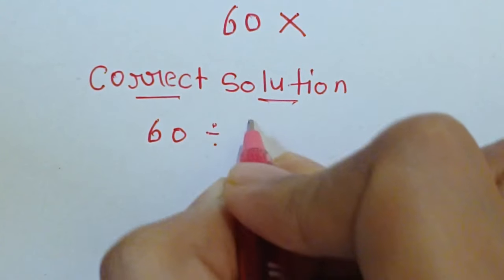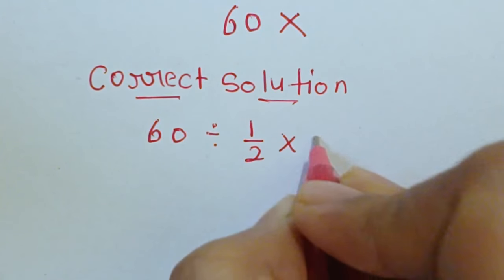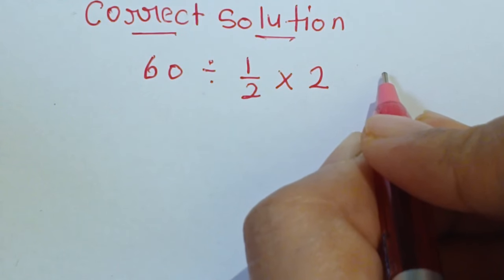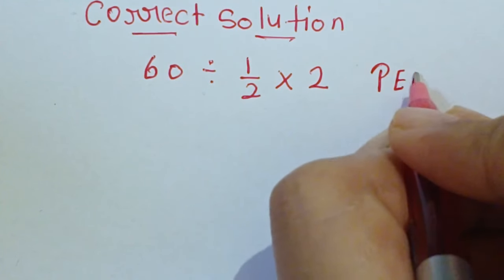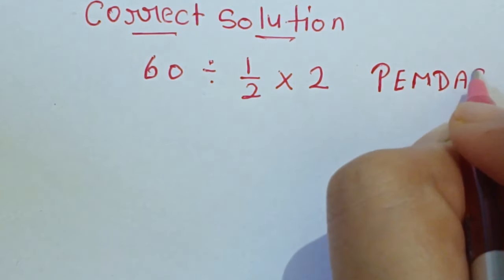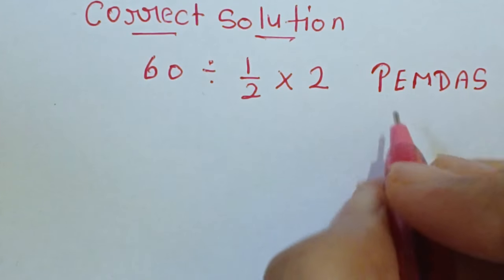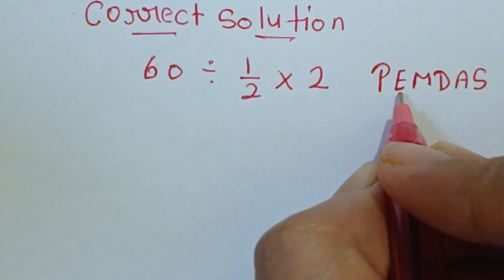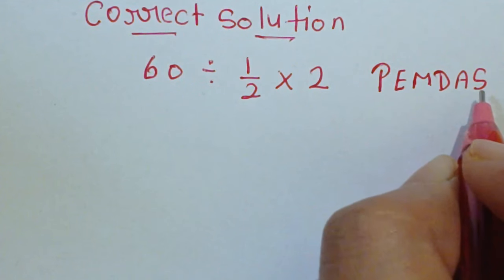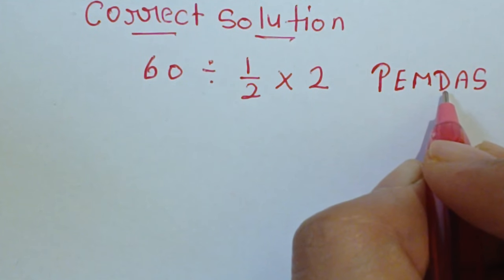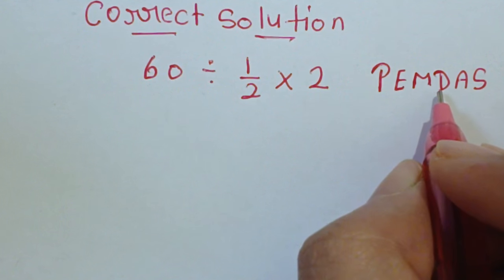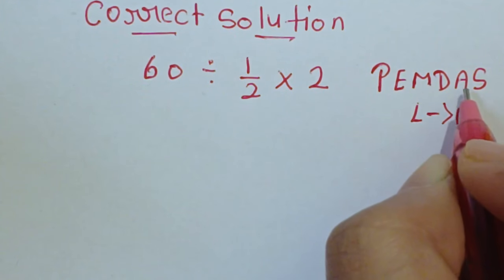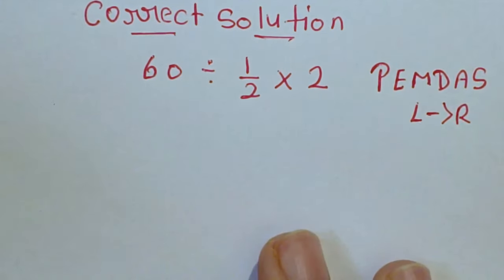60 divided by 1 by 2 times 2. So here you know the PEMDAS rule, order of operation, which is PEMDAS. So here first we do parenthesis, then exponent, multiplication, division, addition, subtraction. In multiplication and division, you have to remember both have equal priorities, therefore go from left to right. Same for addition and subtraction also.